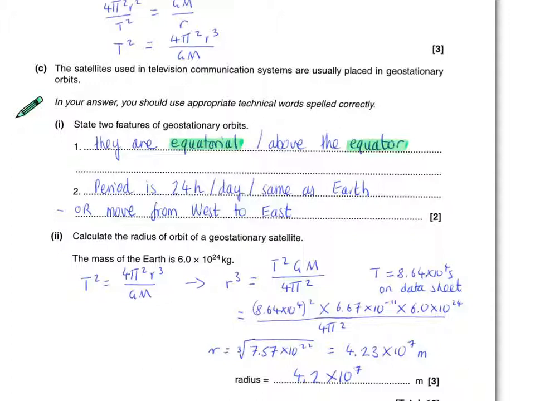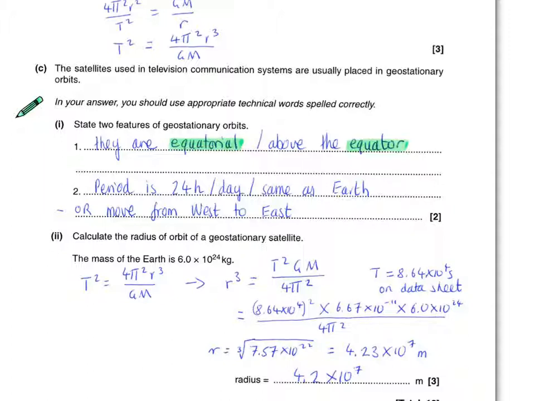Satellites used in television communication systems are usually placed in geostationary orbits. In your answer, you should use appropriate technical words spelled correctly. State two features of geostationary orbit. First of all, they're above the equator, or they're equatorial. And it's that word equatorial that needed to be correctly spelt. Equatorial or above the equator, they thought was a reasonable way of saying that.